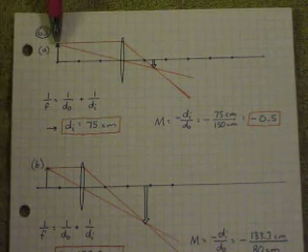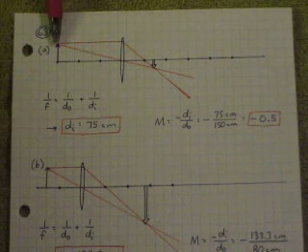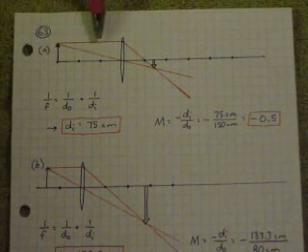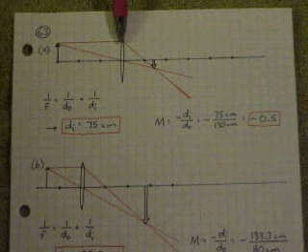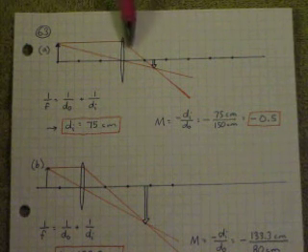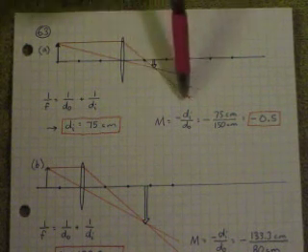So here's my object, and I draw two rays. The first light ray goes parallel to the principal axis. When it hits the lens, it converges straight through the focal point.